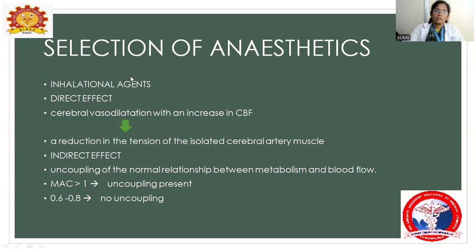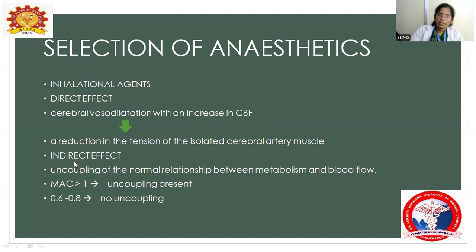So selection of anesthetics. So what are the anesthetics? First is inhalation anesthetics. The inhalation anesthetics have two effects. One is direct effect and another is indirect effect. In the direct effect, cerebral vasodilation with an increase in cerebral blood flow occurs. A reduction in the tension of the isolated cerebral artery muscle will occur.